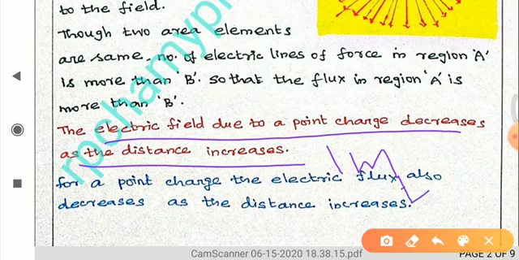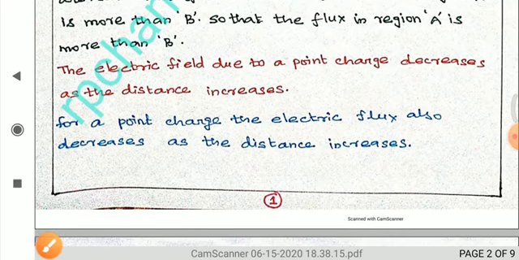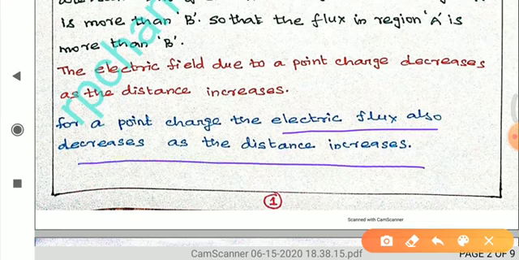Already we have studied E is inversely proportional to the square of the distance. So we can understand this concept from this formula also. Right. Then what is the next? For a point charge, the electric flux also decreases as the distance increases. What is the meaning of that? Already we have discussed, electric field decreases with increasing distance, that is inversely proportional. Then flux also decreases with increasing distance. So what is the meaning of it?